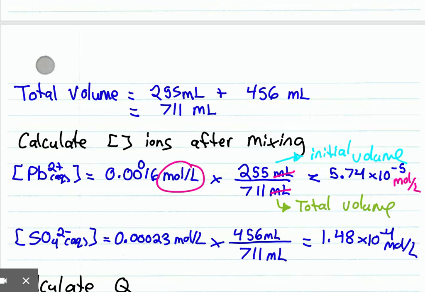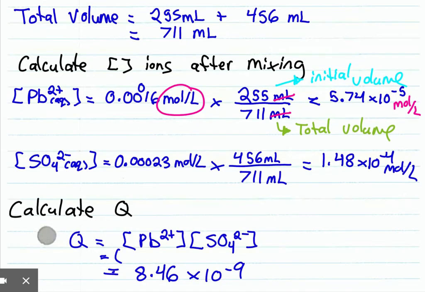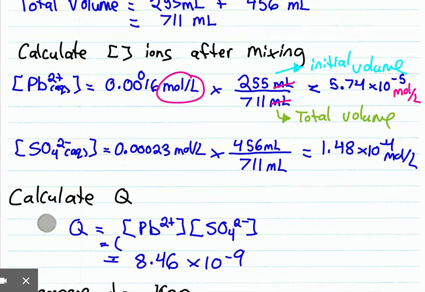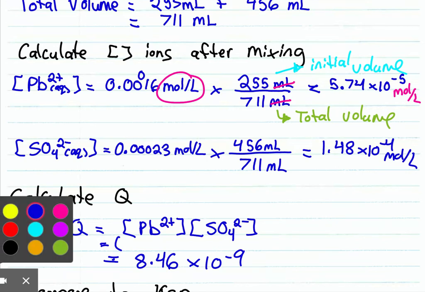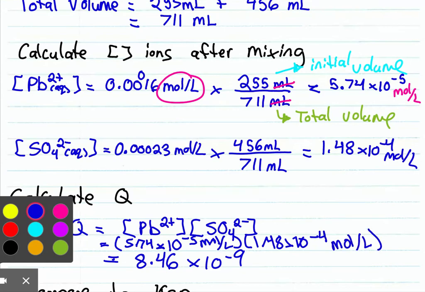So at this point, we are at steps that are going to look familiar to you. We're going to write out our Q, and then we're going to substitute in our values. So lead ion, we calculated 5.74 times 10 to the negative 5 mole per liter, and times our sulfate is 1.48 times 10 to the negative 4 mole per liter. This is really messy. And we do our math.